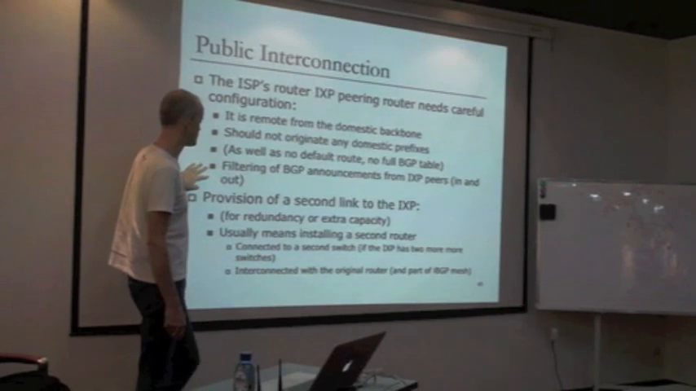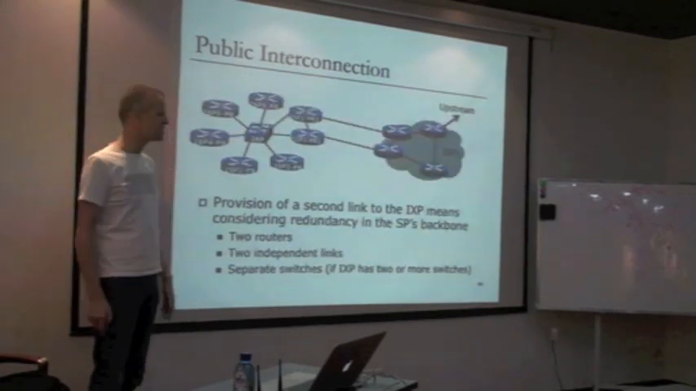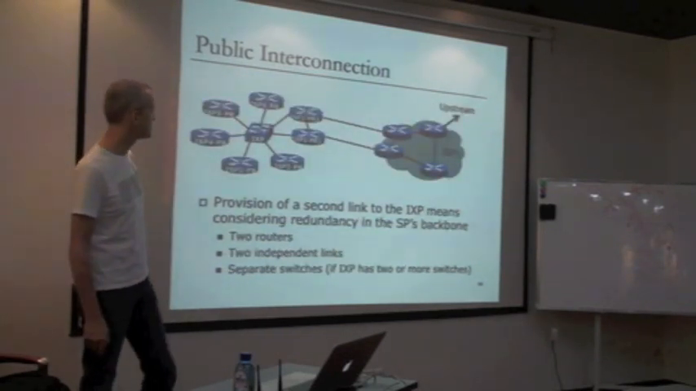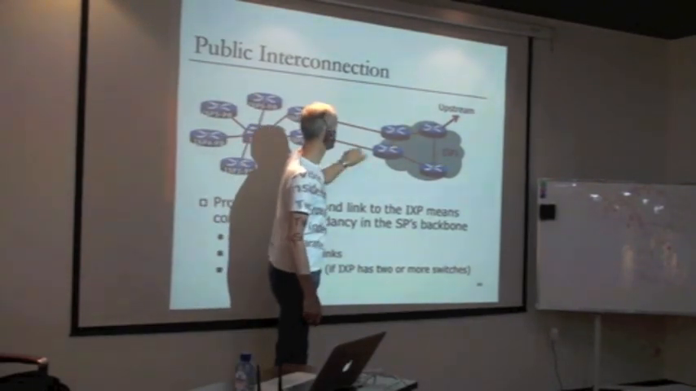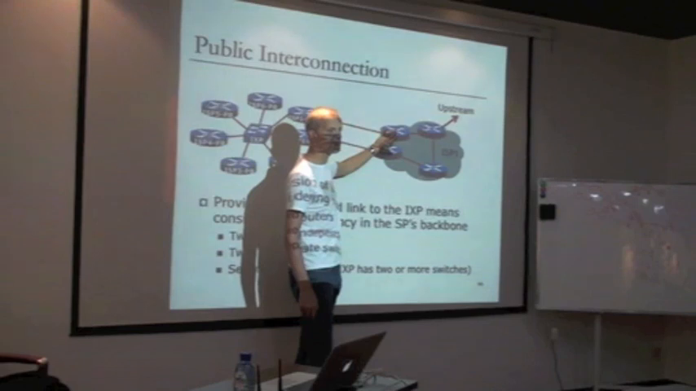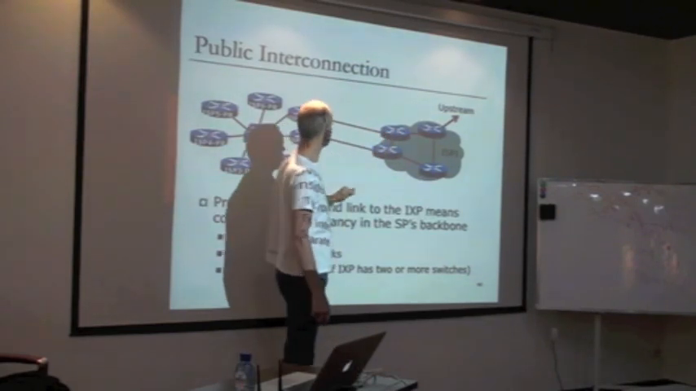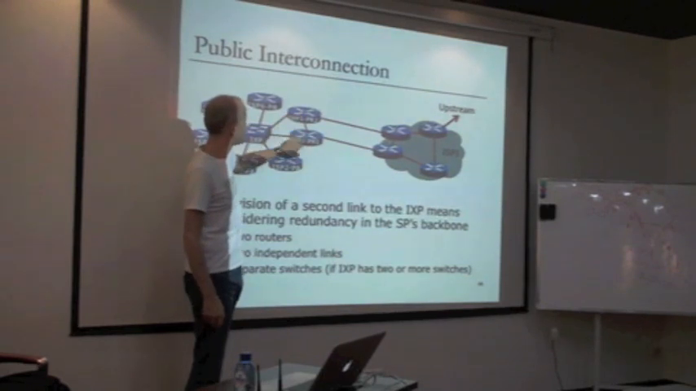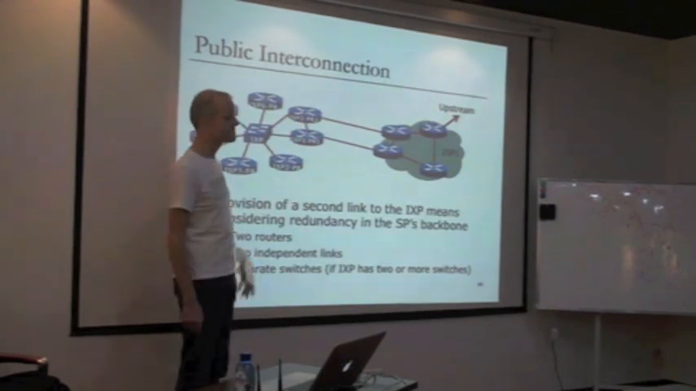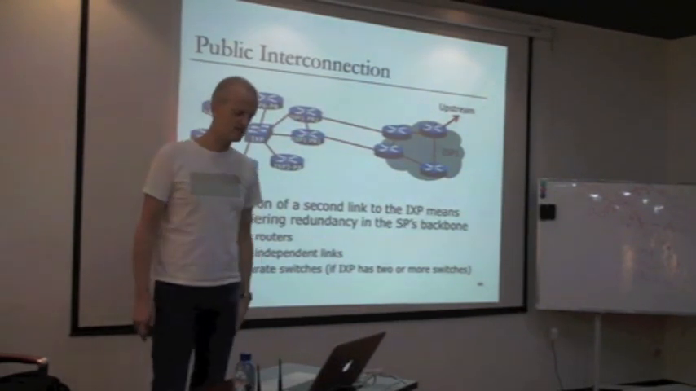Don't forget your filter. If you have a second link to an exchange point, do it something like this. Put a second router in, second circuit, going from a different place in your backbone. That way you get redundancy into the exchange point, and both these routers can then peer with the ISPs at the exchange.